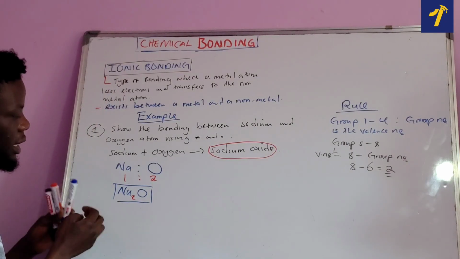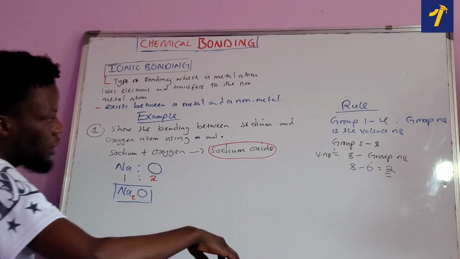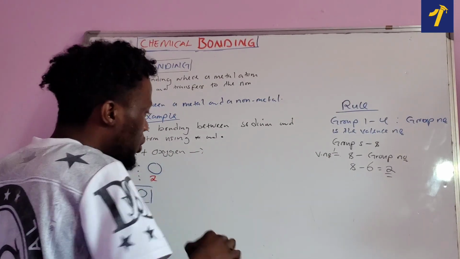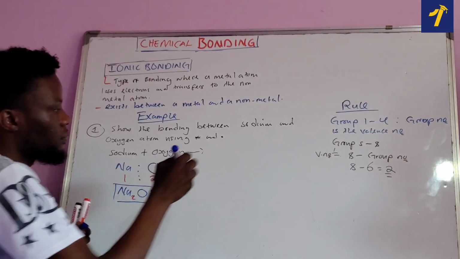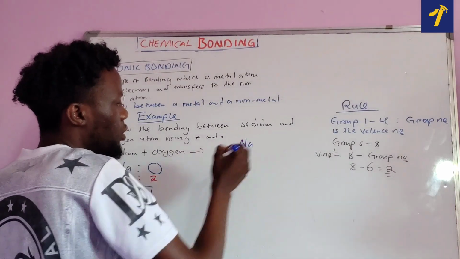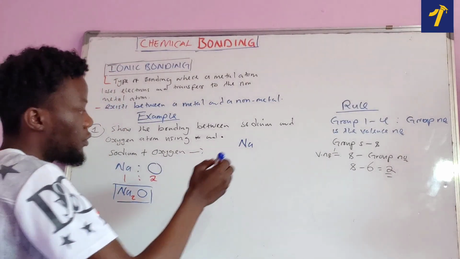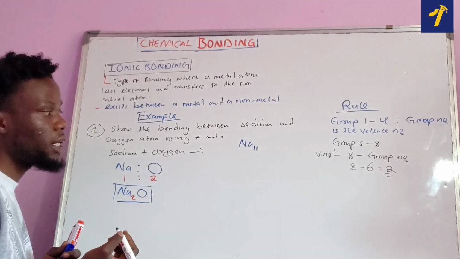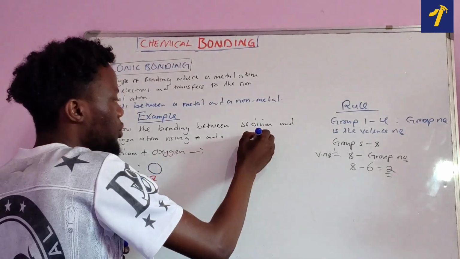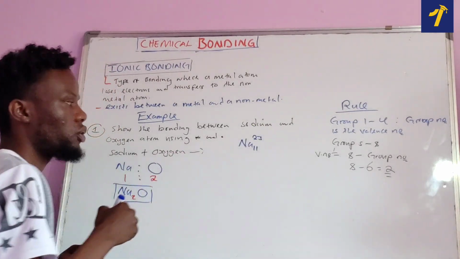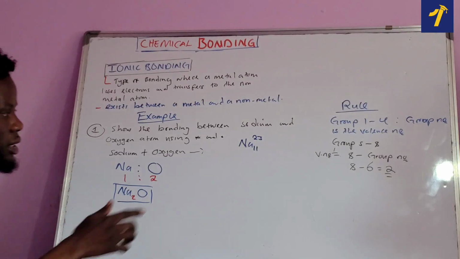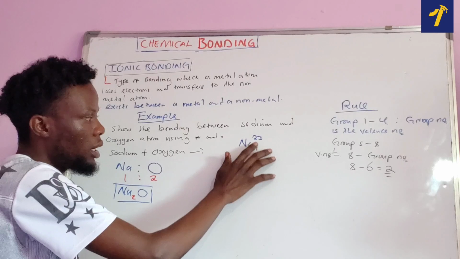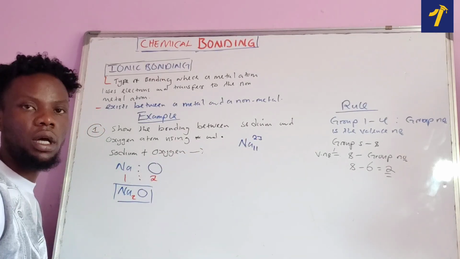So now the bonding will be like this. For you to show the bonding here, make sure that you know that sodium on the periodic table has 11 at the bottom, which is the atomic number. Then the mass number is going to be 23. Always make sure that you know about that. If you don't know these numbers, go on the periodic table, and you'll find that sodium has 11 as the atomic number and 23 as the mass number.